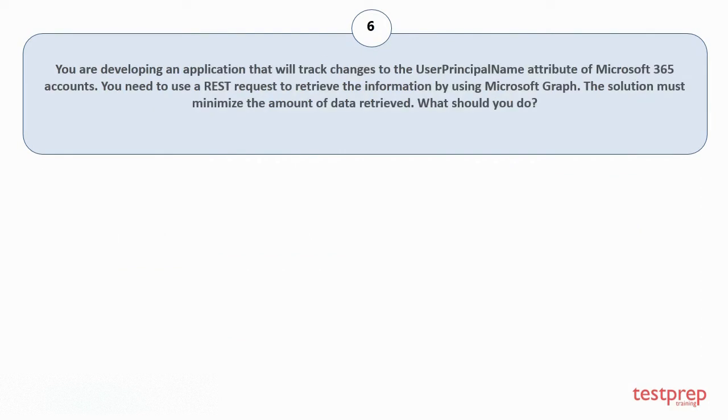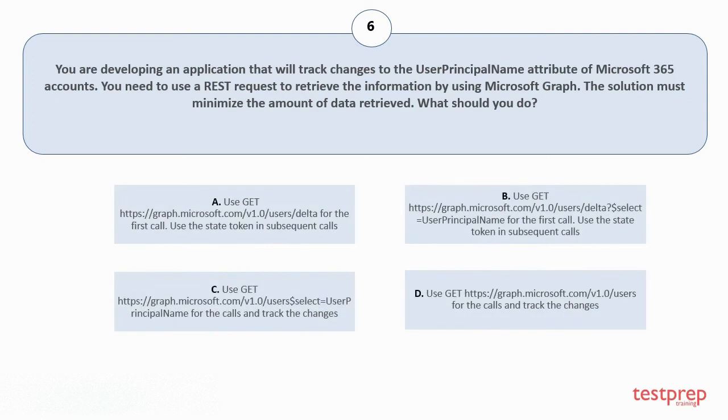Question number 6. You are developing an application that will track changes to the user principal name attribute of Microsoft 365 accounts. You need to use a REST request to retrieve the information by using Microsoft Graph. The solution must minimize the amount of data retrieved. What should you do? Your options are... The correct answer is option B.